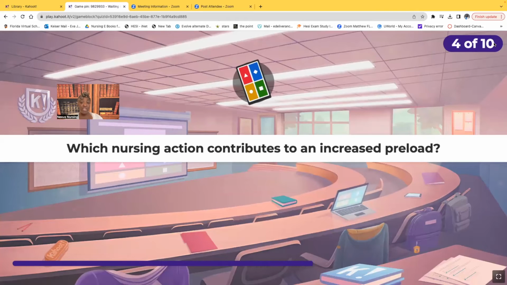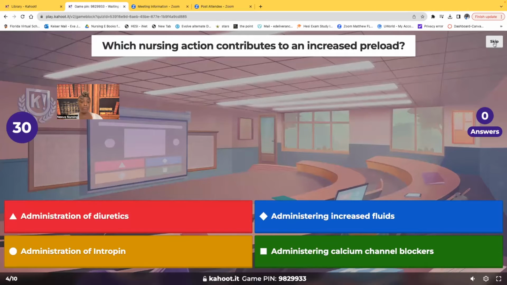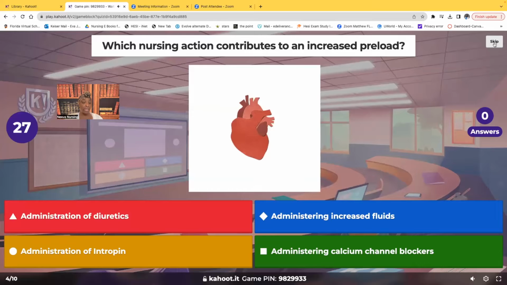Which nursing action contributes to an increased preload? Would you say it's administration of diuretics, administering increased fluids, administration of inotropes, or administering calcium channel blockers? What do you guys say?